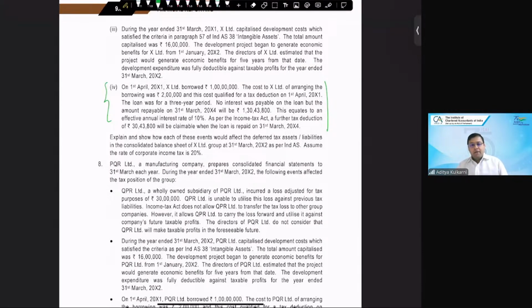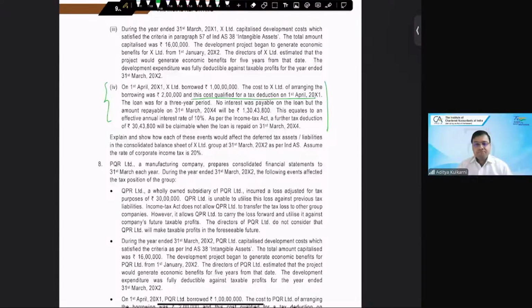Yes. Acha. But this cost qualified for a tax deduction on 1st April 20x1. That means for tax purposes, what will your borrowing be? This 2 lakhs will go to the taxpayer. So for tax purposes, your borrowing will appear at 1 crore rupees. Is it okay?